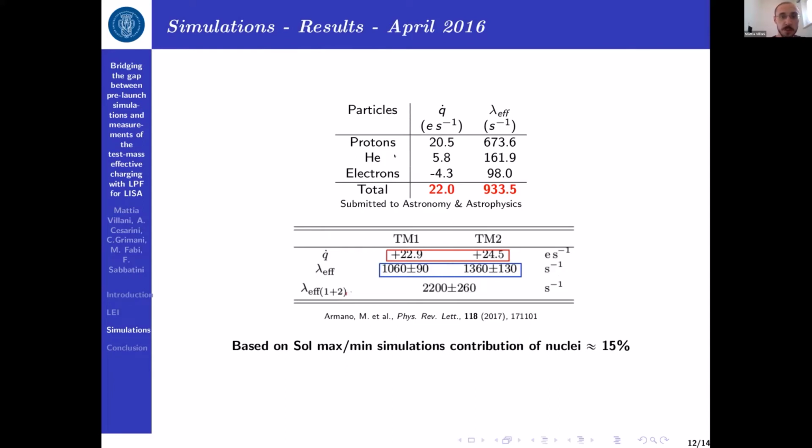We considered protons, helium, and electrons. We see that the net charge resulted in 22 charges per second, very close to the 23-24 charges per second measured on board LISA Pathfinder. And the effective charge resulted in 933, which is very close to the 1,100 measured on board LISA Pathfinder. Based on the solar max and solar minimum simulation I showed in the slide before, one should add to the effective charging a contribution of about 15-20%, bringing our result even closer to the actual measurement.